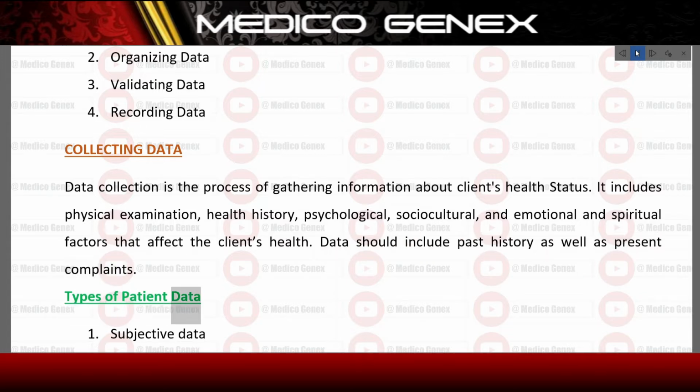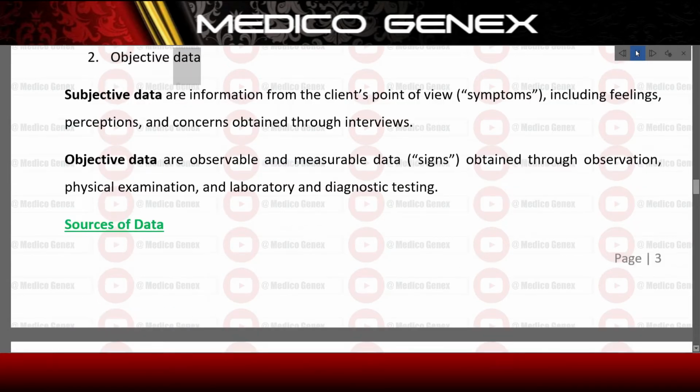Types of patient data. Subjective data. Objective data. Subjective data are information from the client's point of view, symptoms, including feelings, perceptions, and concerns obtained through interviews. Objective data are observable and measurable data, signs, obtained through observation, physical examination, and laboratory and diagnostic testing.